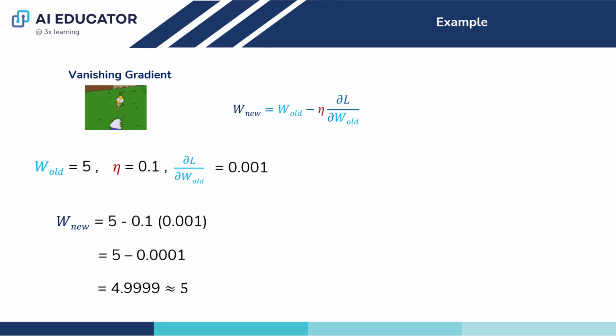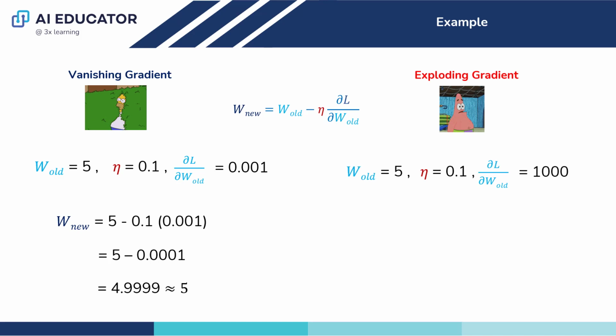Now, let us look into the exploding gradient. Consider my W old is 5, my learning rate is 0.1, my rate of change of loss with respect to weight is 1000. Okay, so my new weight will be 5 minus 0.1 into 1000, which will give me 5 minus 100. As an output, I will get minus 95, which is a drastic change when compared to 5 and minus 95.